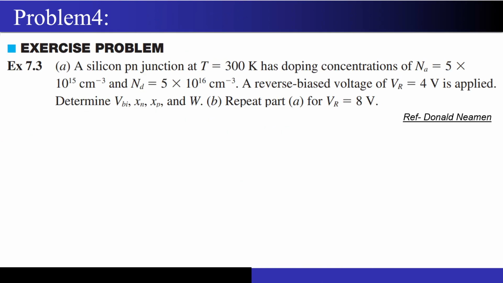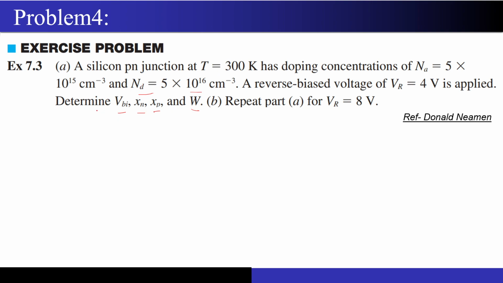Now let's look at problem number 4, right? A silicon PN junction at T equal to 300 Kelvin has an acceptor doping concentration of 5 into 10 to the power 14, and the donor concentration is given as 5 into 10 to the power 16. A reverse bias voltage of VR equal to 4 volts is applied. Again they have asked for W, XN, XP and VBI, right? So now let's see how to solve this question.